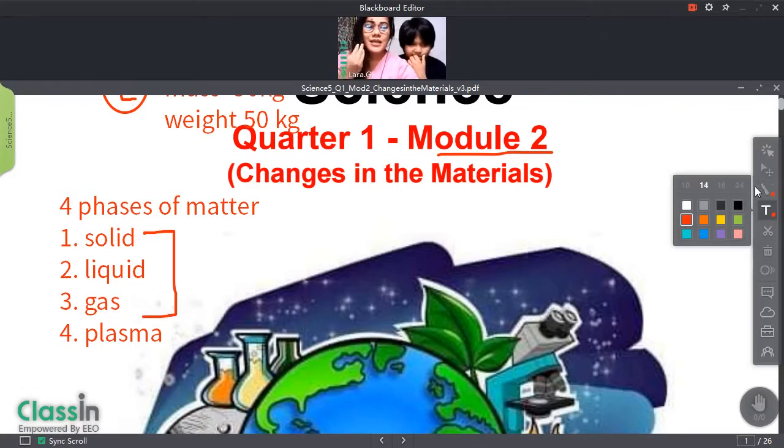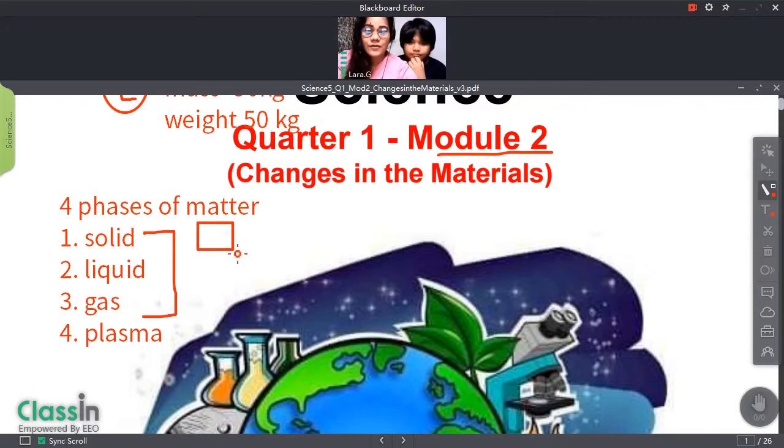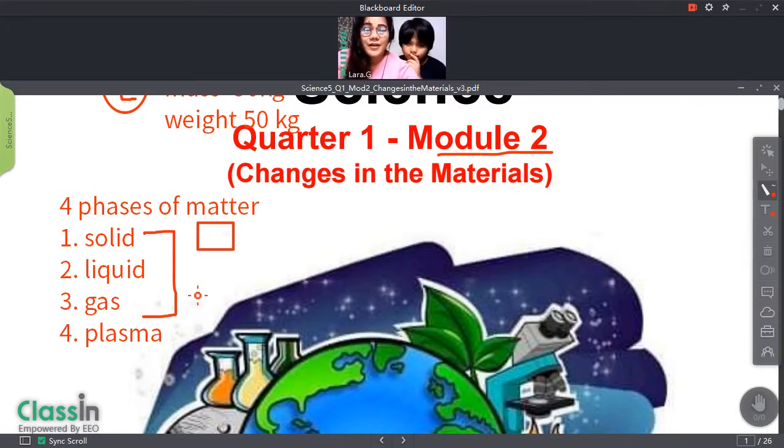Now, if you are going to illustrate the difference between the three. So, if this is the atom, or this is the particle of the solid, you can see there that the arrangement of the particles in the solid is highly compacted. They are so close with each other. So, that is why ang mga solid, gahi, like wood, metal, rock, book, gahi siya. Kaya nga, ang particles nila is closely compacted.